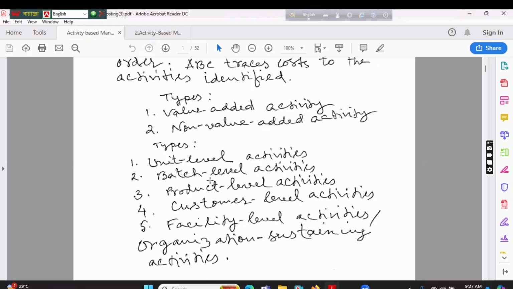Another is multiple predetermined overhead rate. That means for different departments, different predetermined overhead rates. We usually use the plant-wide predetermined overhead rate, that means a single overhead rate.